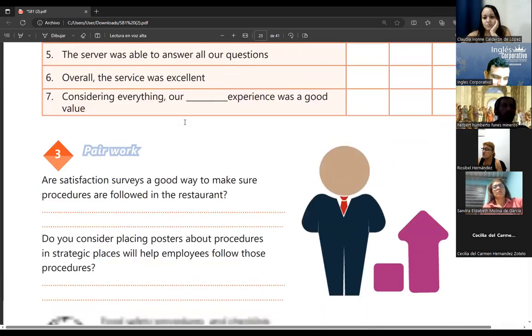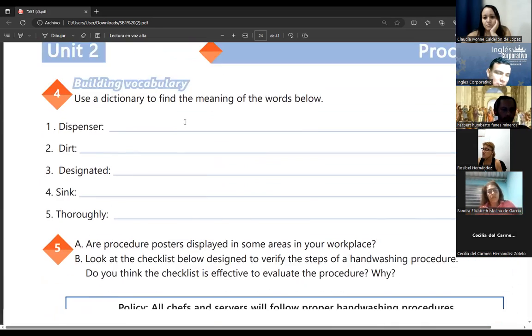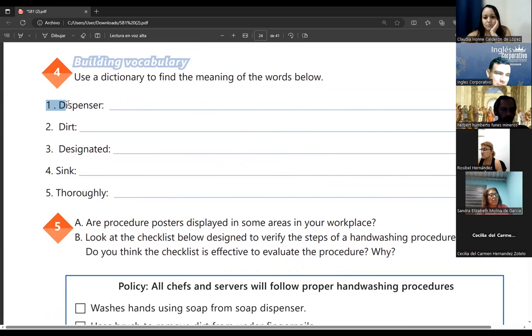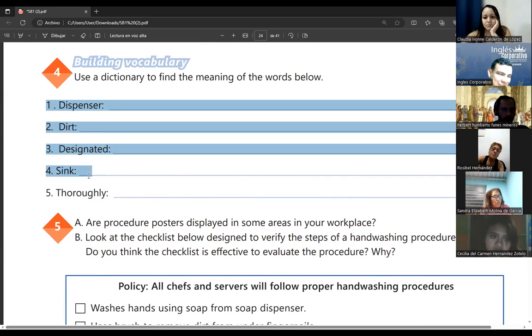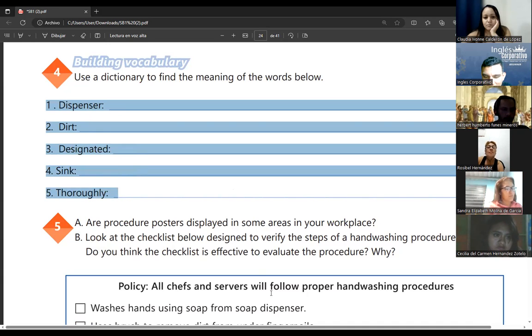Dinner. Okay, well, this vocabulary we studied in the previous class, and also we have this part, that dispenser, dirt, design, sink, and thoroughly. Okay, tell me a sentence for dispenser. A sentence for dispenser. In many restaurants, there are soup dispensers. All right. Excellent.